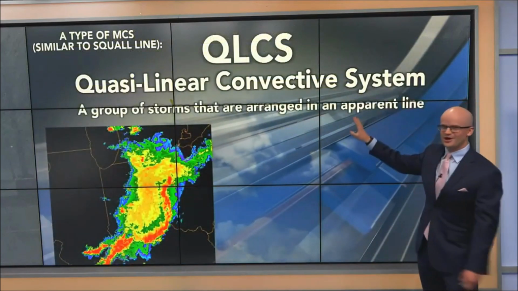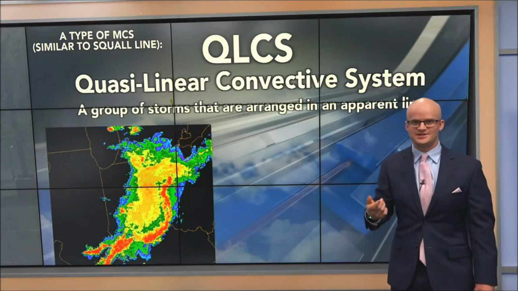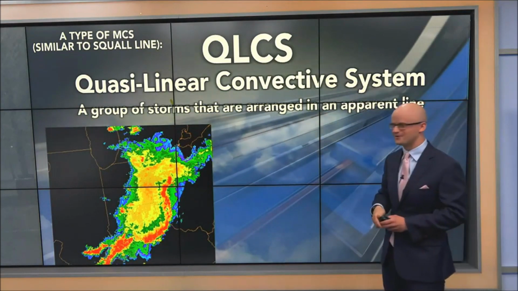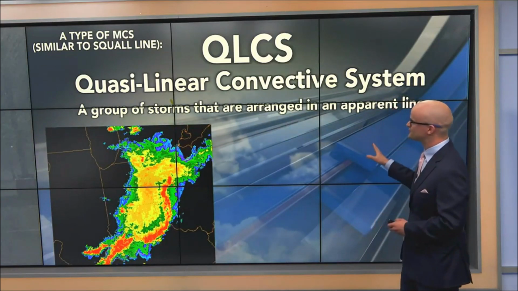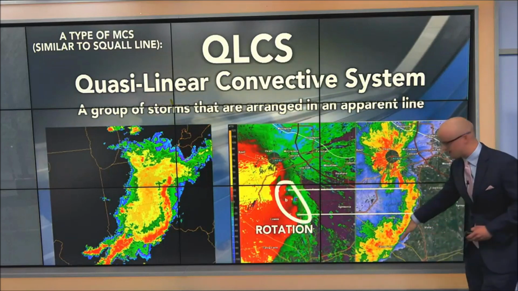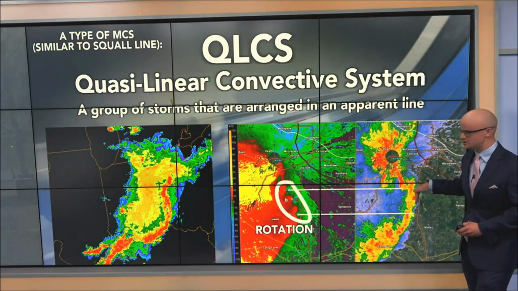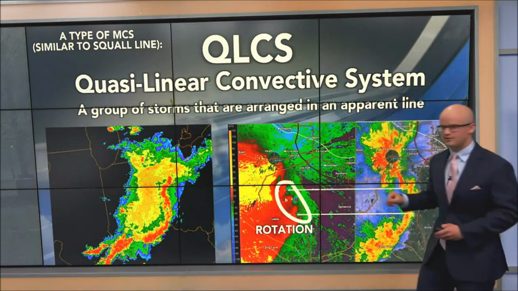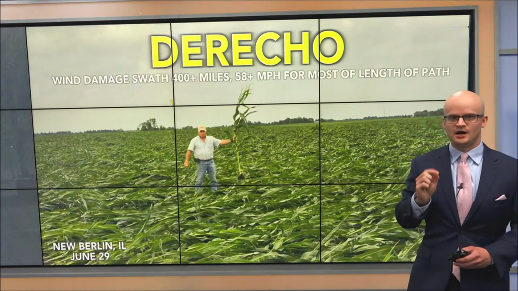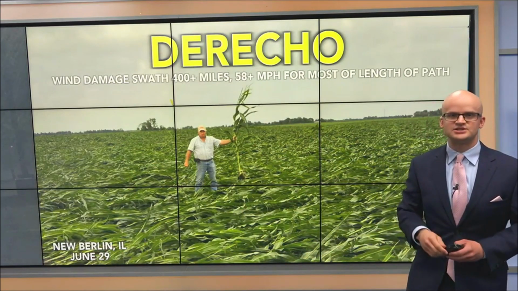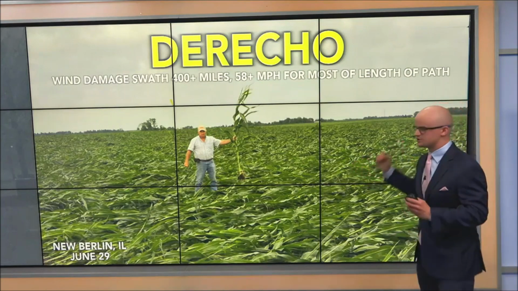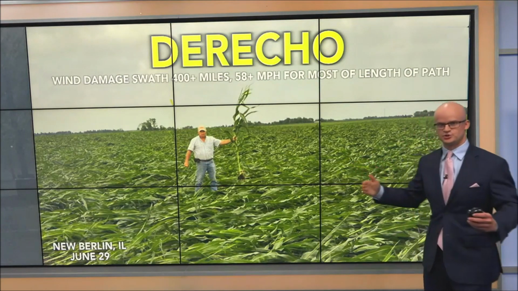This is a very long technical title, but a type of MCS is a quasi-linear convective system. We like to come up with these different acronyms, QLCSs, but it's a group of storms arranged in an apparent line that propagate over a certain area, and we can get a lot of straight line wind damage associated with these, with even some embedded areas of rotation, some quick spin-up tornadoes. But the most extreme example of these MCS systems is a derecho. That's when the wind damage swath is more than 400 miles long, when there are 58 mile-per-hour plus winds for the majority of that path length.